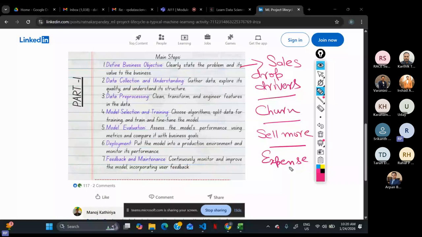That's basically what you start with: how are you defining your business objectives and what will be the value to the business. If you do this, what is going to be the tangible benefit to the business? That's what we have to highlight as the very first step.